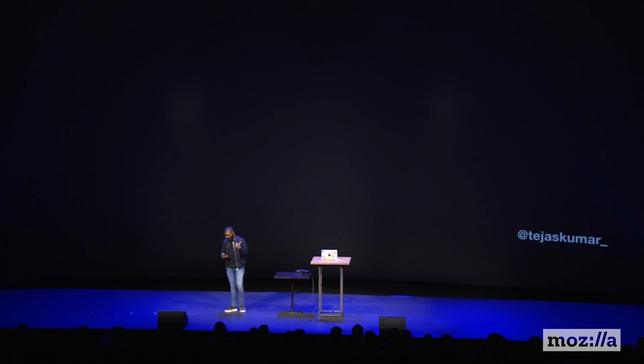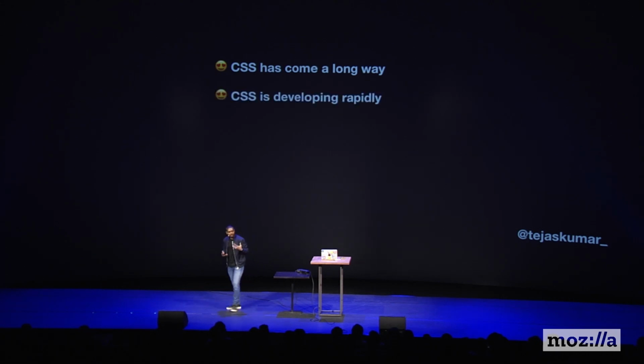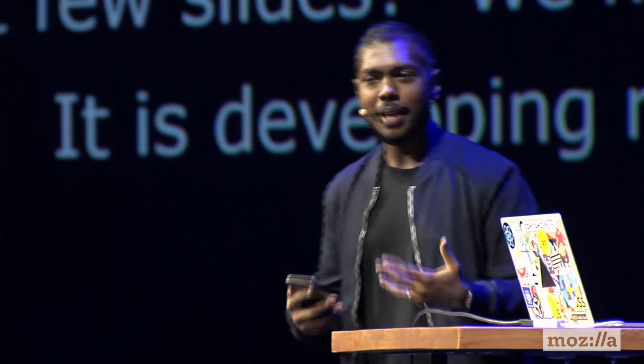Number one, CSS has come a really long way. Do you remember the first few slides? We had rounded corners with GIFs that overflowed. It's come a long way. It is developing rapidly. It's developing rapidly because there is a working group that is open and that cares about developers and users and is listening. You can do border radius. That's because there's listening.